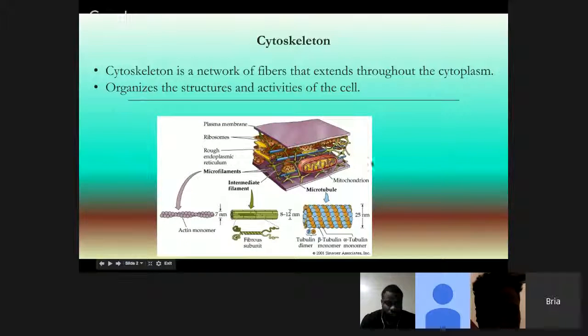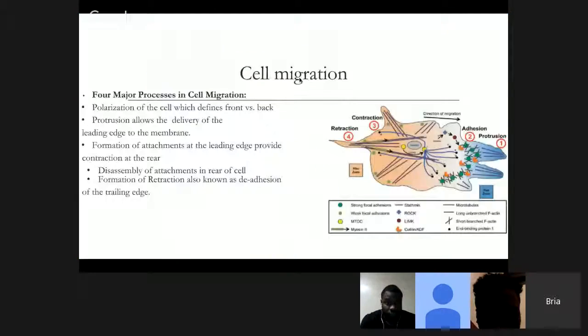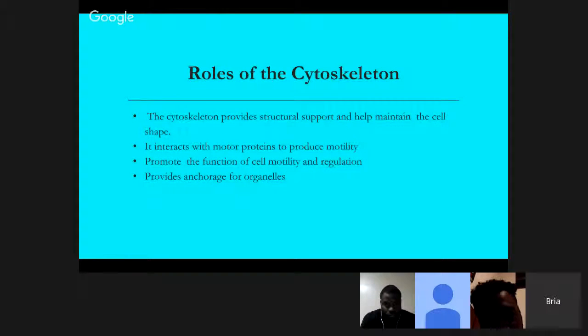It's very organized, as you can see in the figure here. The role of the cytoskeleton is to provide structural support and help maintain cell shape.